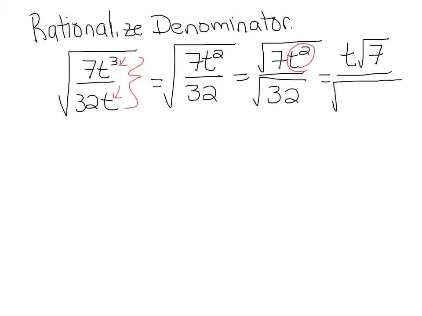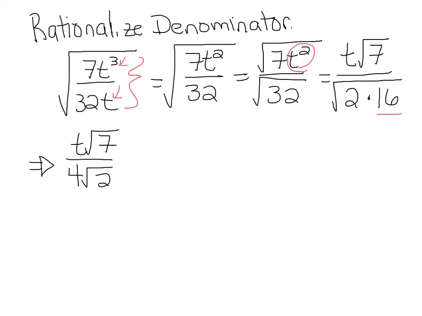32 can be rewritten as 2 times 16. Since 16 is a perfect square, we can take the square root of it. The square root of 16 is 4, so that goes on the outside of the radical. The square root of 2 stays inside.